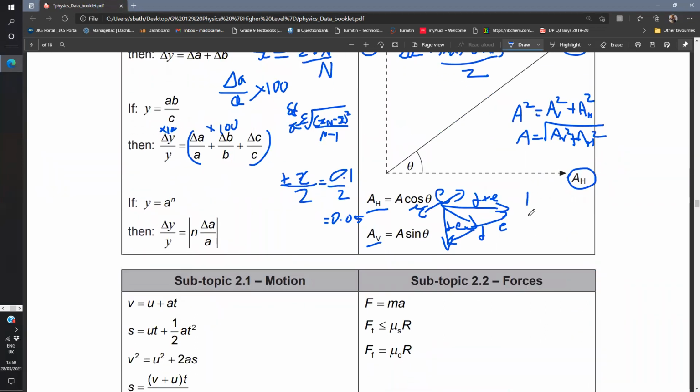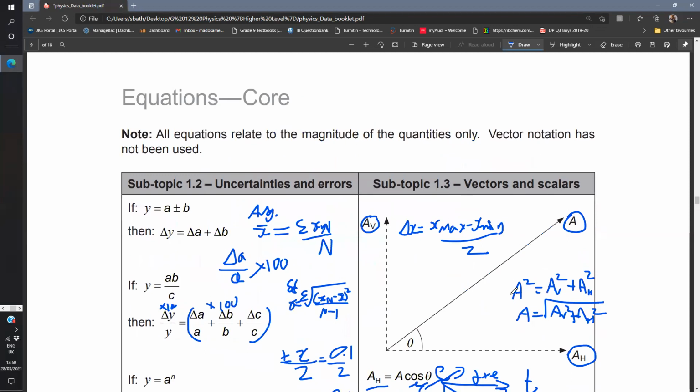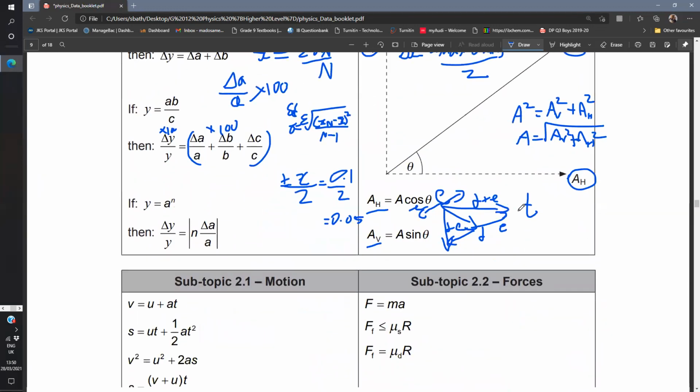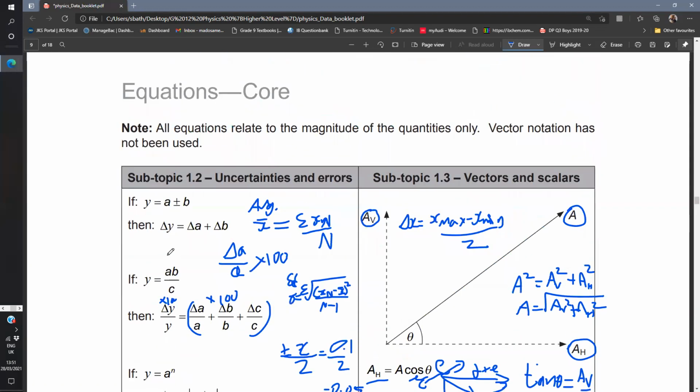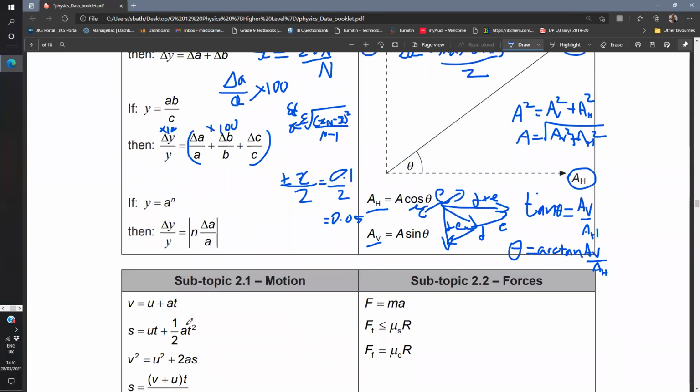And how about the angle? The angle is basically tan, because we have two components: this is adjacent and this is the opposite. So tan theta is equal to Av over Ah. So theta is equal to arc tan of Av over Ah. So then we're done with topic 1, and this moves us on to topic 2.